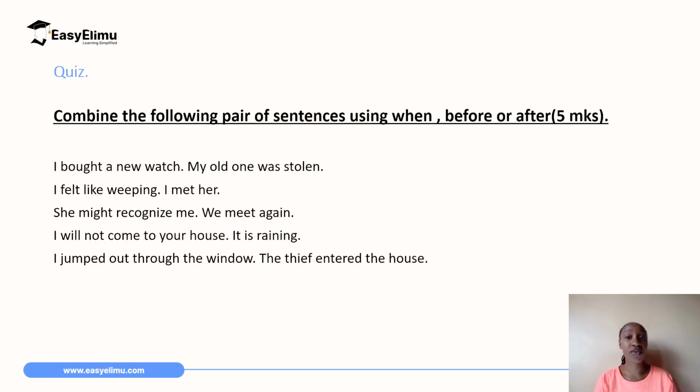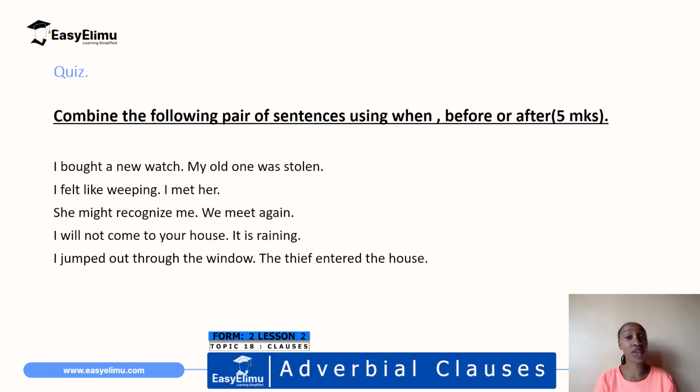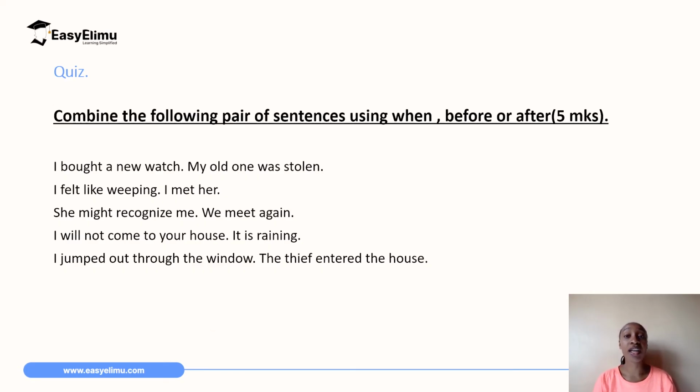So that's it for adverbial clauses. I hope you are now able to define what an adverbial clause is. You're able to give examples of adverbial clauses of place and adverbial clauses of time. You're able to identify them in a sentence. You're able to construct a sentence with the adverbial clause at the beginning or at the end, and you remember to punctuate very well. So for further practice, you can have a look at the quiz and attempt to do it and see if you can do it.